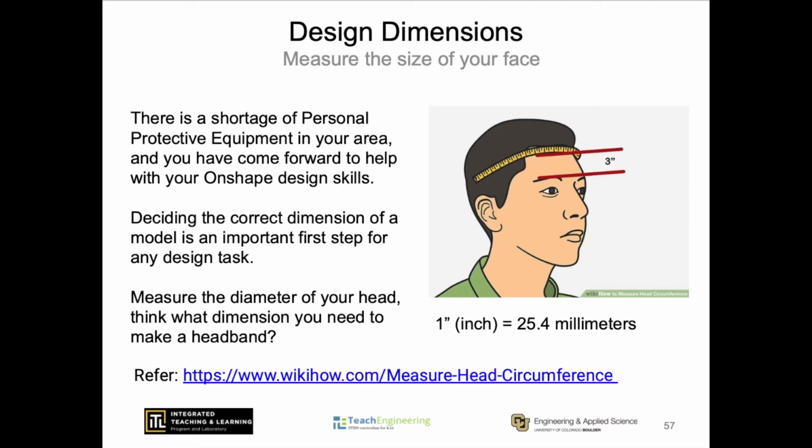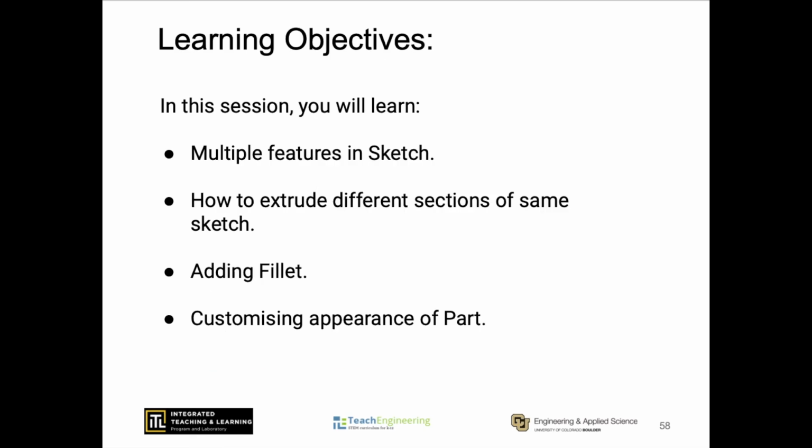You want to start by measuring the dimensions of your face. You can refer to the WikiHow on how to measure the dimensions. But you want the diameter of your head, and you will have to think about the dimensions you need to make a headband. The point of this project is to learn how to use multiple features in sketches, how to extrude different sections of the same sketch, adding fillet, and customizing appearance of part.